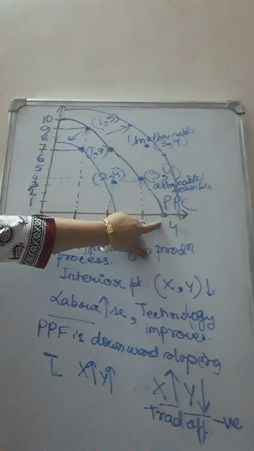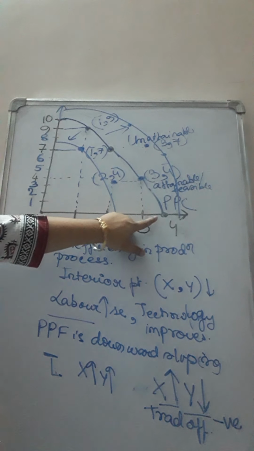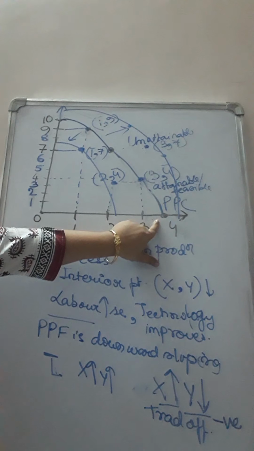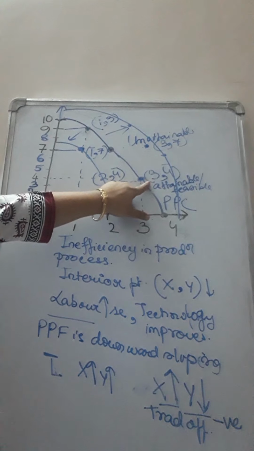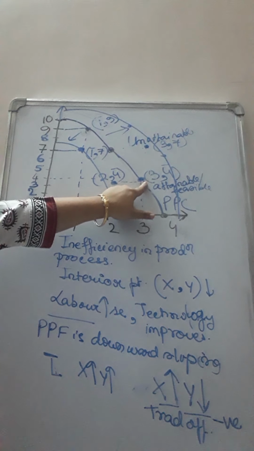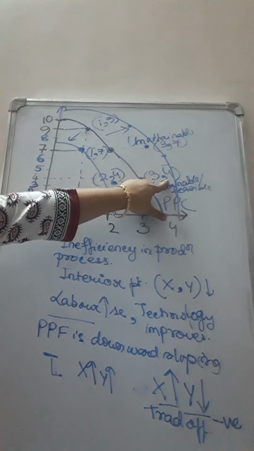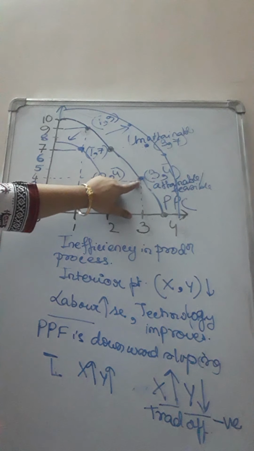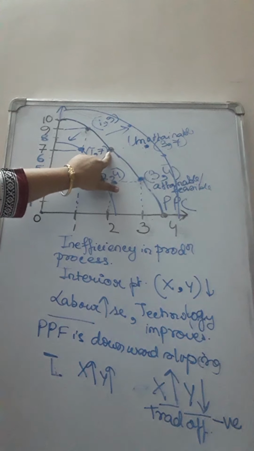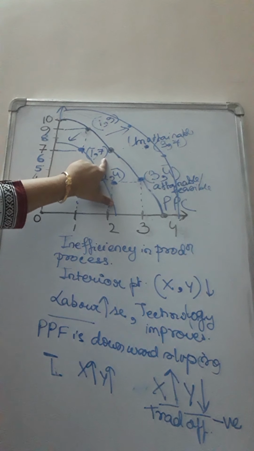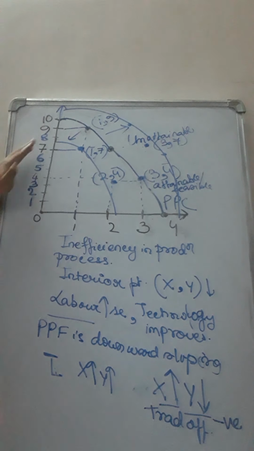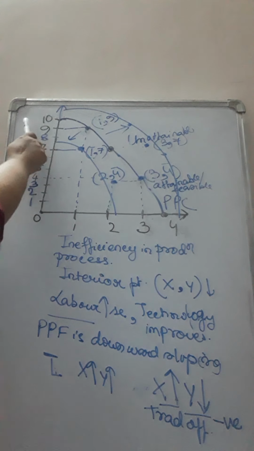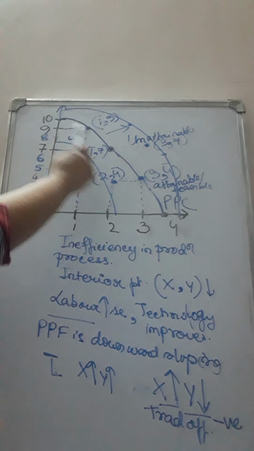Similarly, if you compare from this point and go above, here you are only producing X and no Y. But when you shift to this point, you are producing 3 units of X. See, the amount has fallen. Then only can you produce a positive unit of Y. Similarly, if you move from this point to here, X has dropped to 1, Y has increased to 7. So you are basically cutting down the production of X to increase the production of Y. So when an opposite relation exists between the two variables that we are taking on the two axes, we get a downward sloping curve.